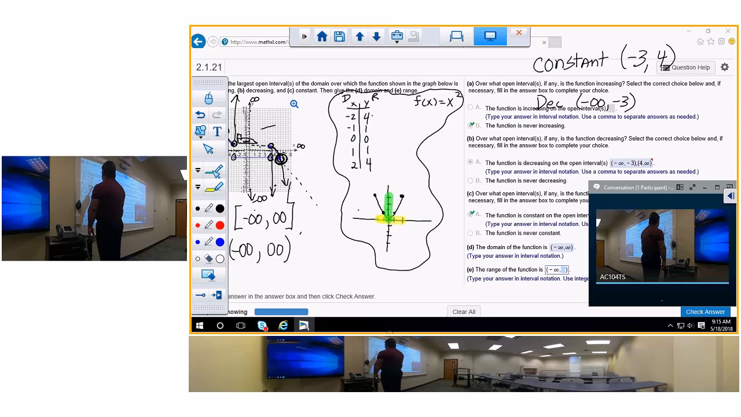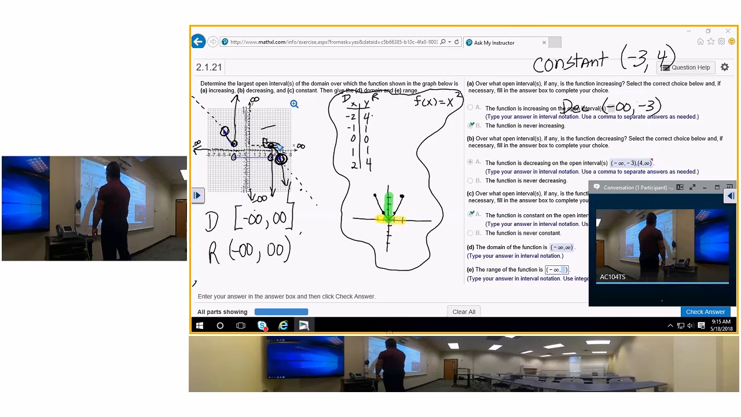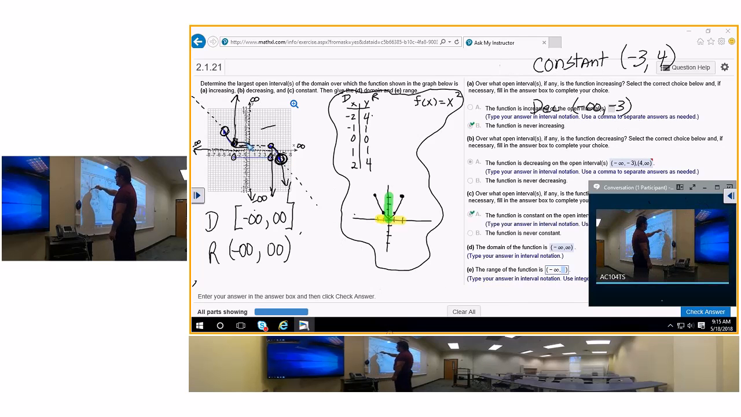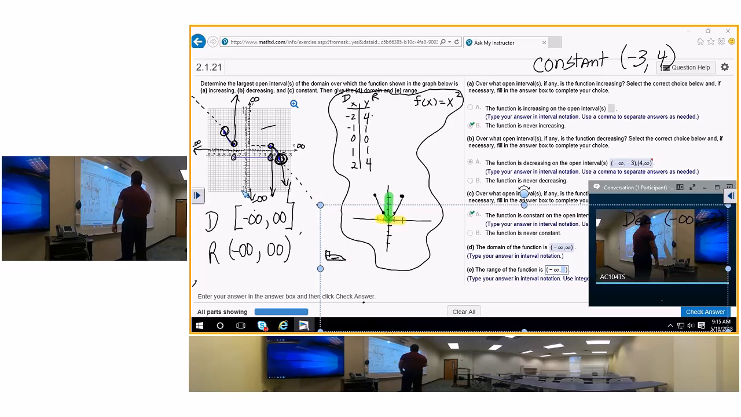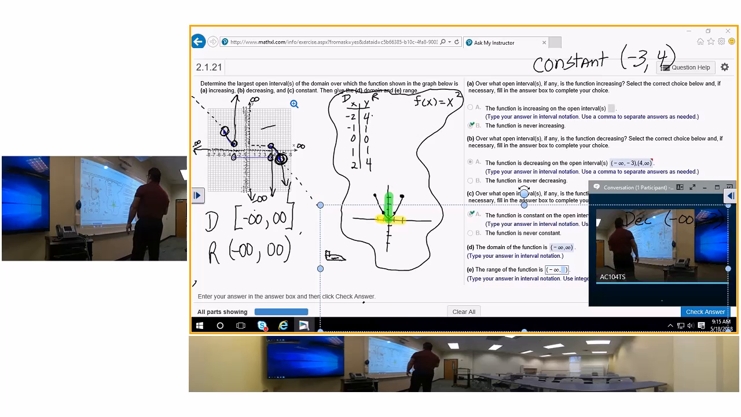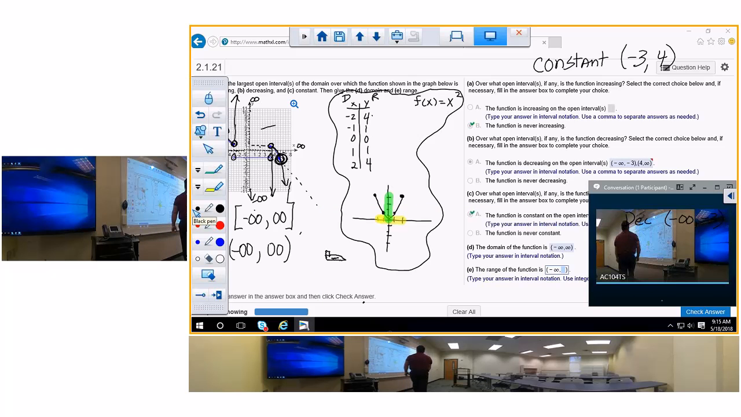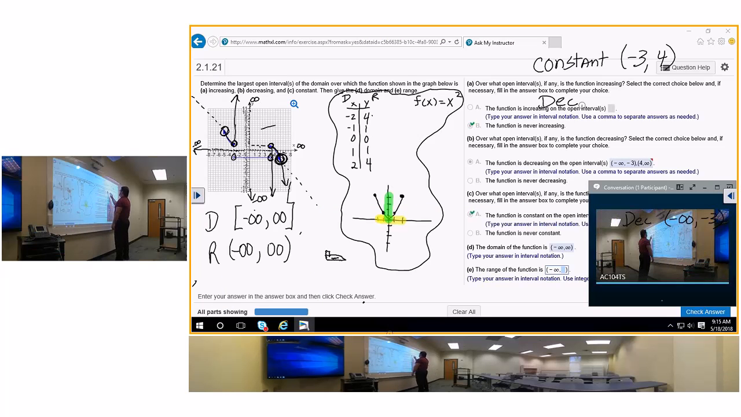What does that plane do when we get to here at 4? What does it do? It keeps going down. It keeps decreasing. So we've got decreasing over here, constant, and then we've got decreasing over here. So it's decreasing from 4 to what? Infinity. And I lost my decreasing. Let me rewrite it. So we're decreasing from negative infinity to negative 3, and then we pick up at 4 and go to infinity. And that is the increasing and decreasing.